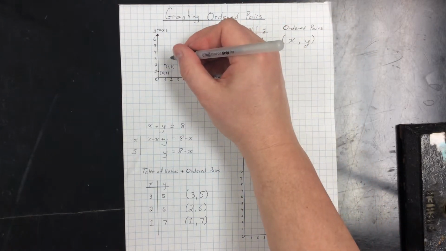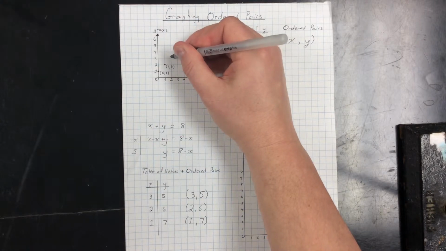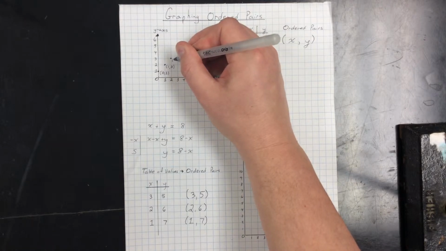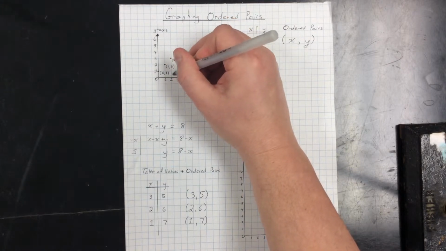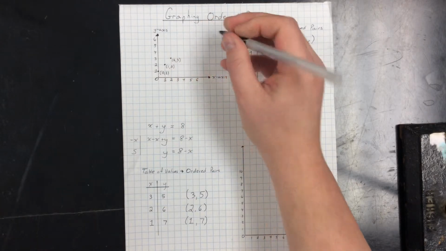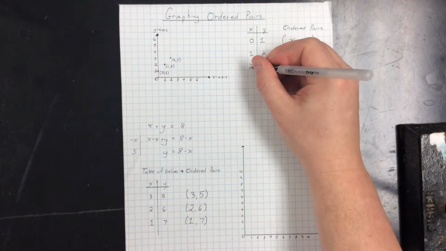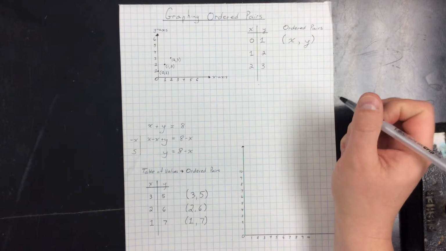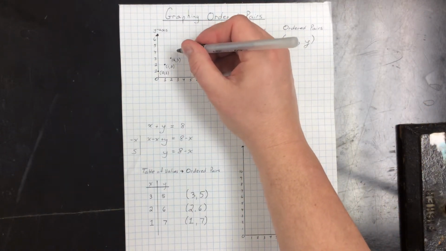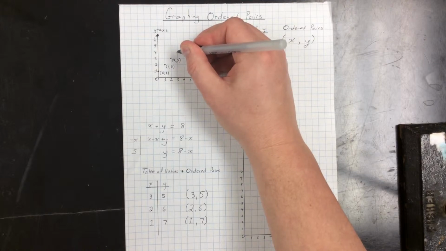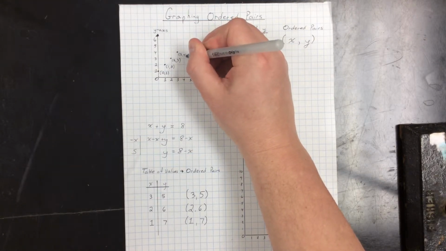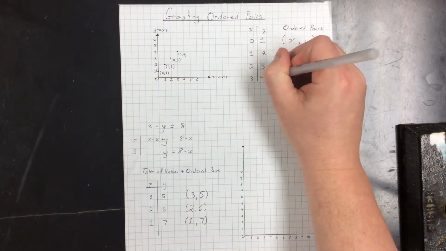If I had another one up here, at 2, that's 2 on the x and 3 on the y. It would look like that in our table of values. And we can start to see patterns forming when we do these, because these are relations, or equation patterns. So we have another one at 3 and 4, and we can keep going with this.